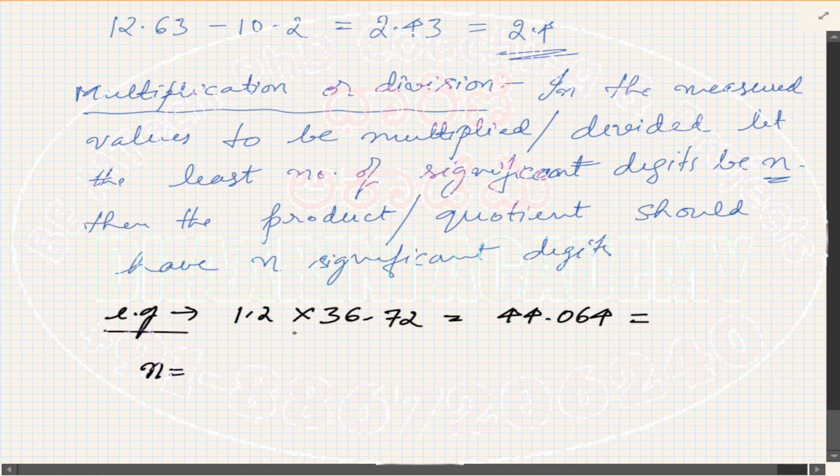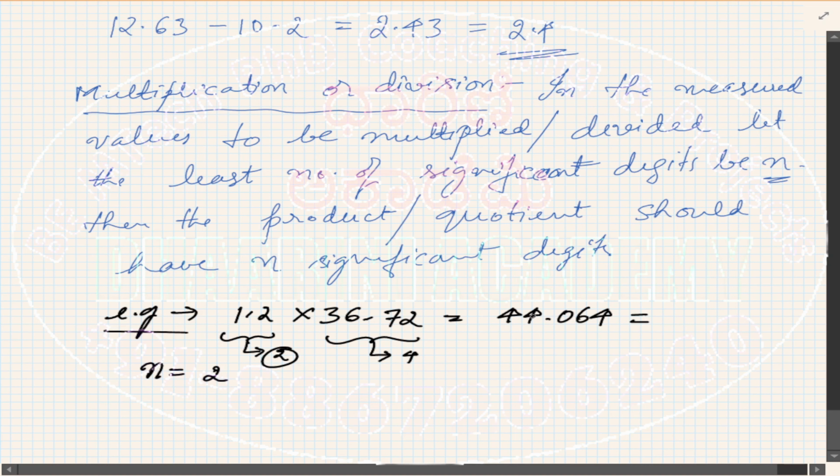N in this case is the least number of significant digits out of the given two numbers. So the first number has how many? This n value is 2. The second number has n value equal to 4. In the sense, in my answer I should keep only 2. That's why n is 2. I should keep only 2 significant digits, right?